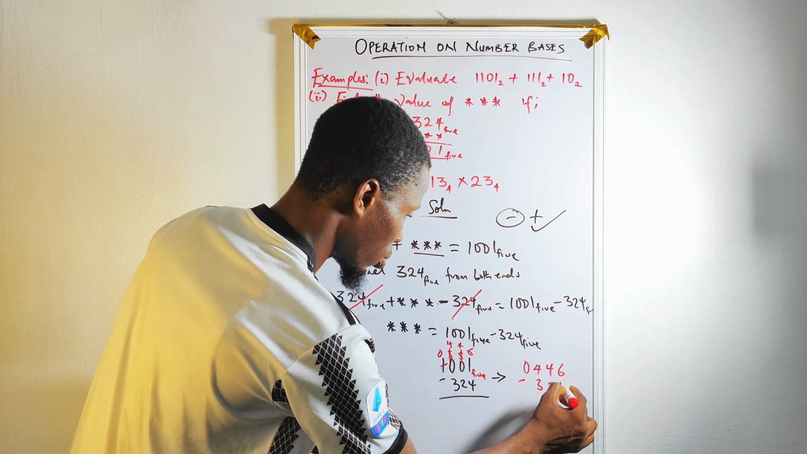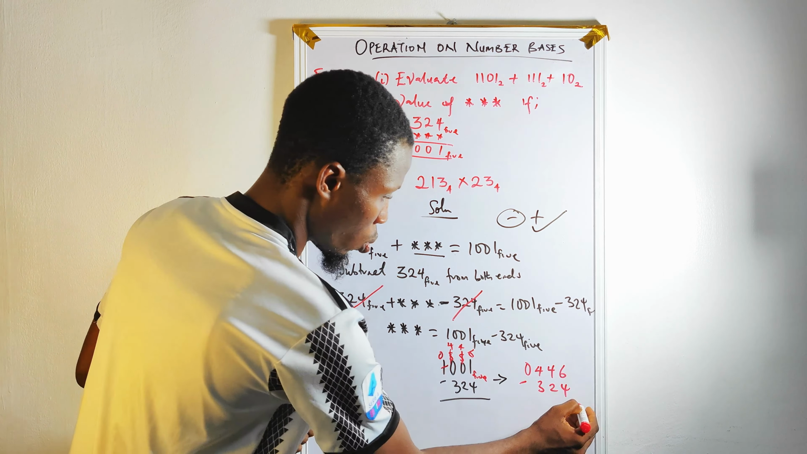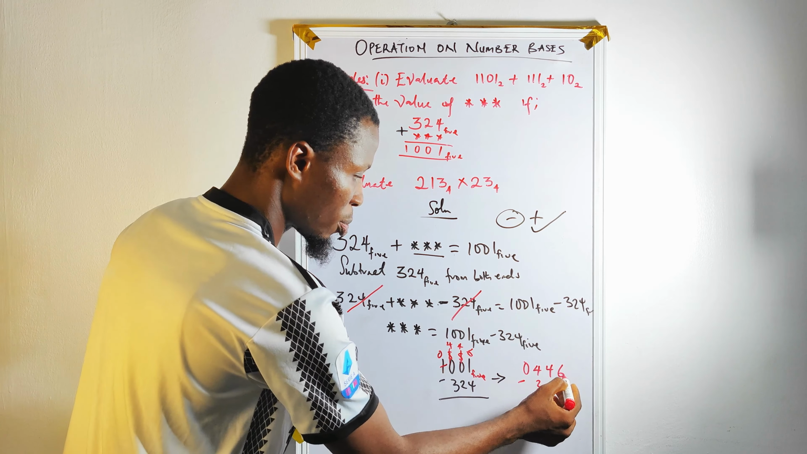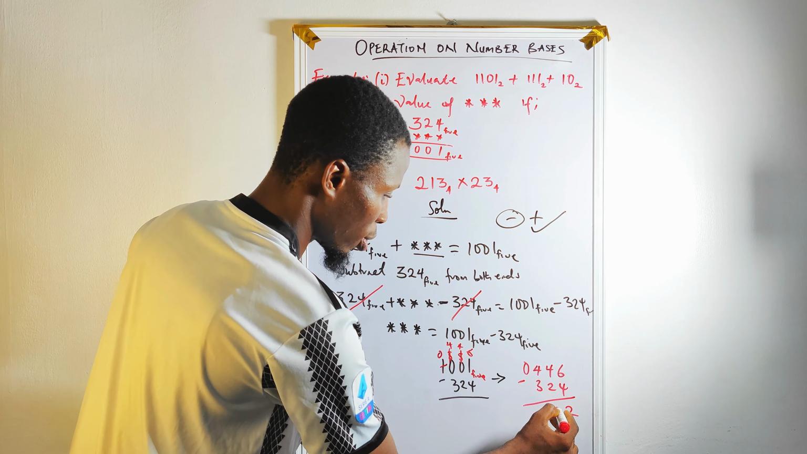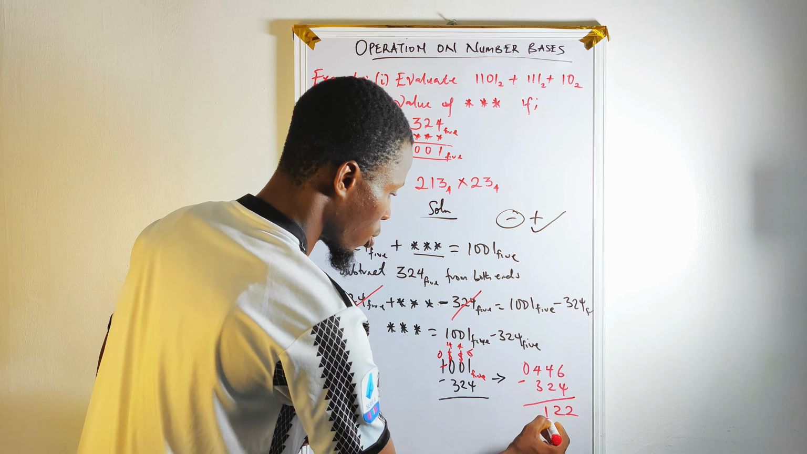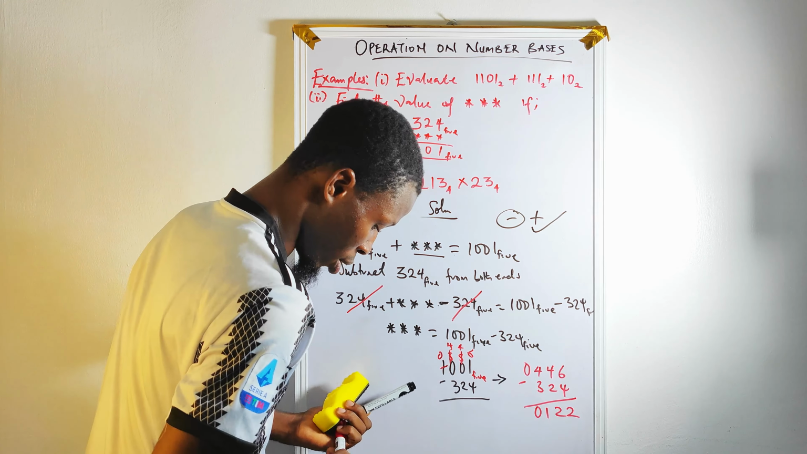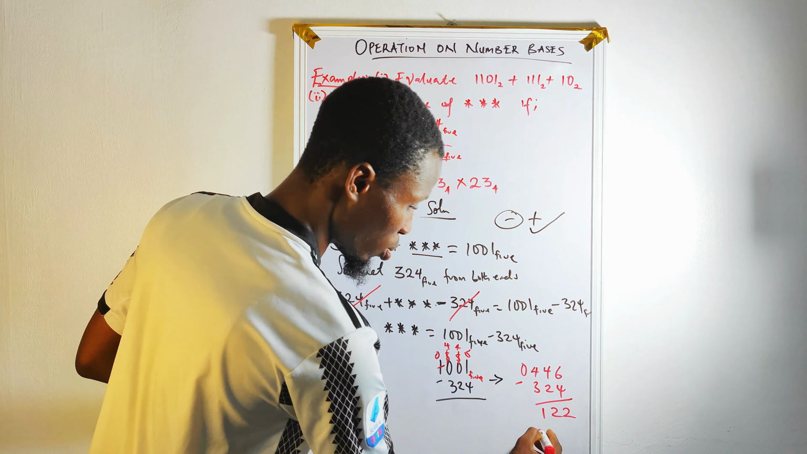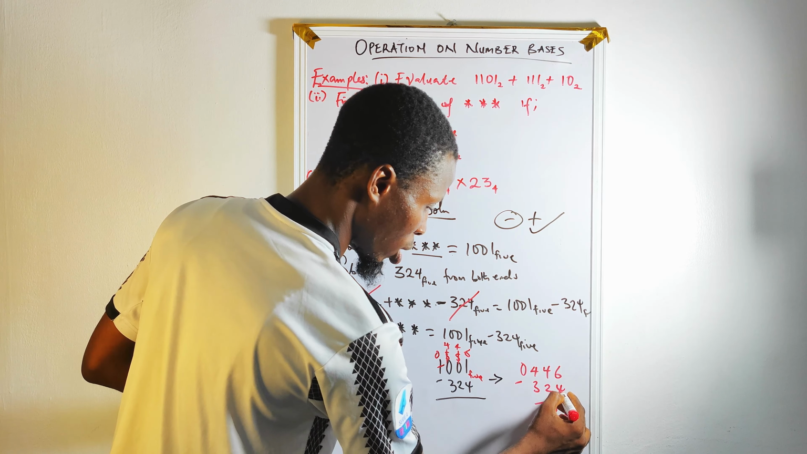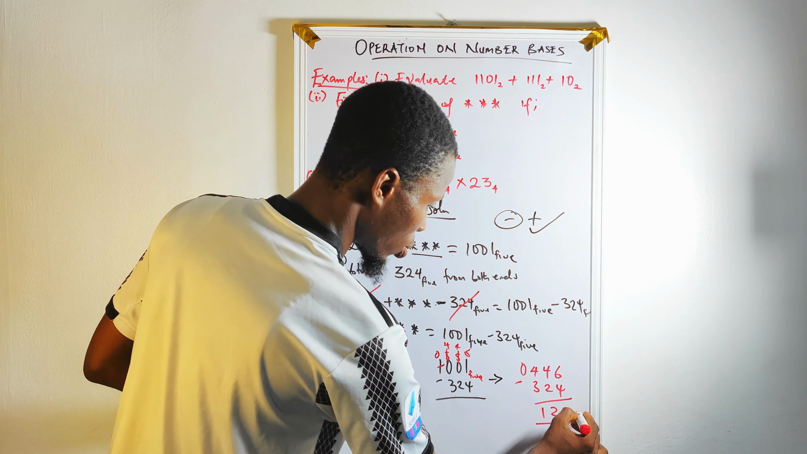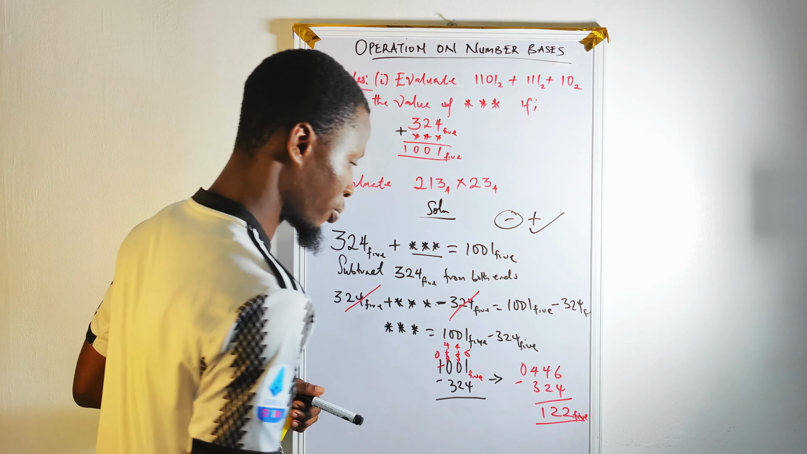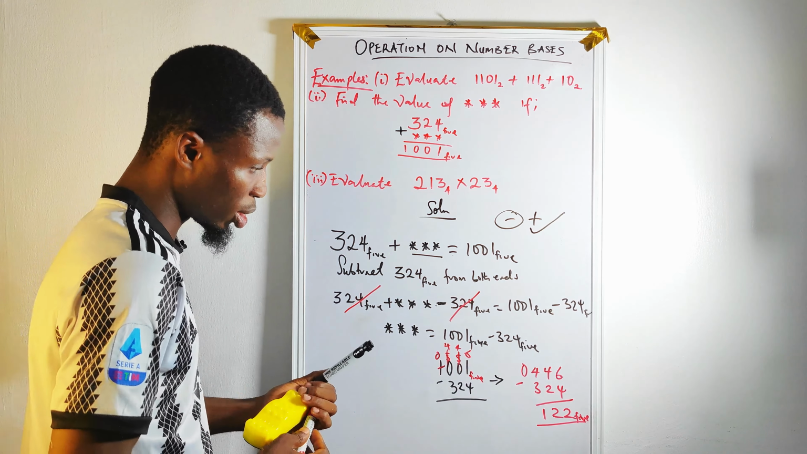minus 324. So here we are going to have 6 minus 4, 2. 4 minus 2, 2. 4 minus 3, 1. 0 minus 0, that's 0. This can be taken away. So that's 122, base what? Base 5. So you can see the difference now.